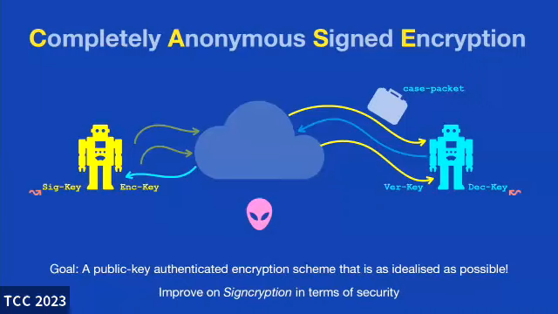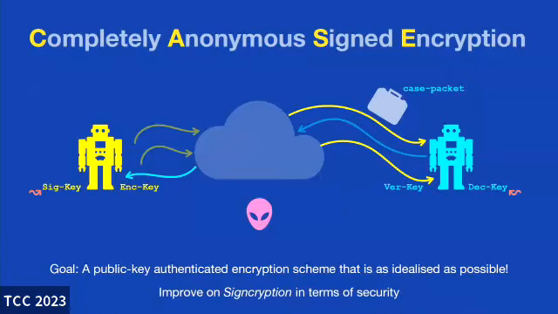It's a little bit like signed encryption, but our focus is on security. It involves a sender who can use an encryption key for the receiver and their own signing key, and create a CASE packet. A CASE packet is the analog of a ciphertext, and send it out. If the receiver has a decryption key and a verification key corresponding to the sender's signing key, then they can retrieve the message and authenticate it.